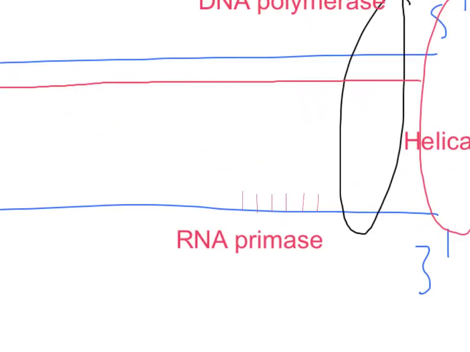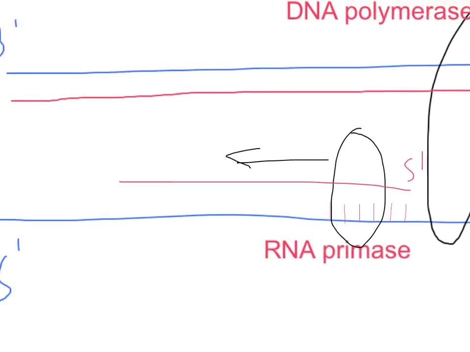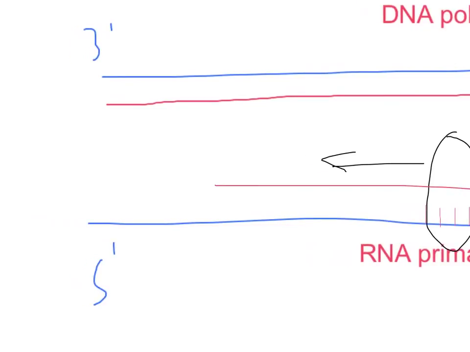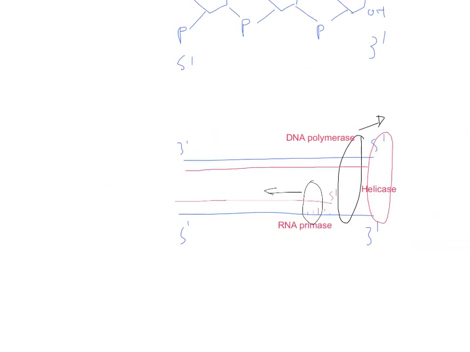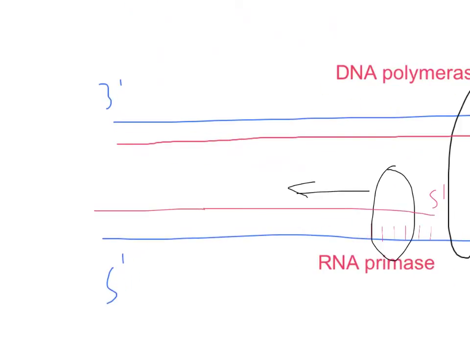So DNA polymerase can then use that, join on, and then build our complementary sequence going from 5' to 3'.